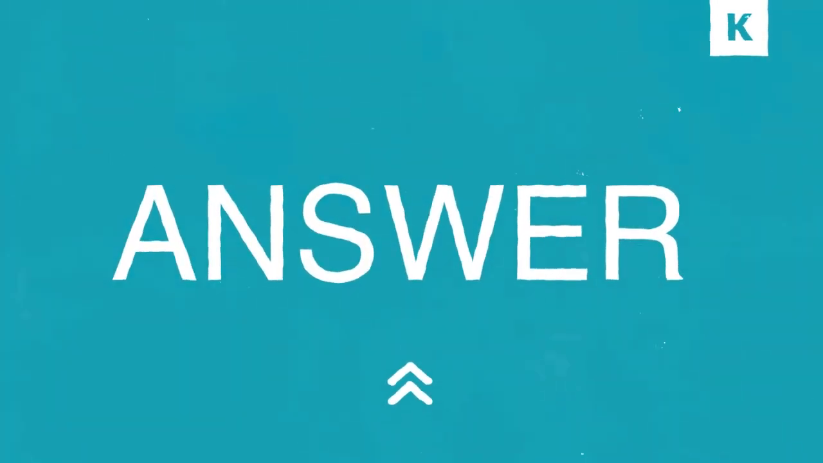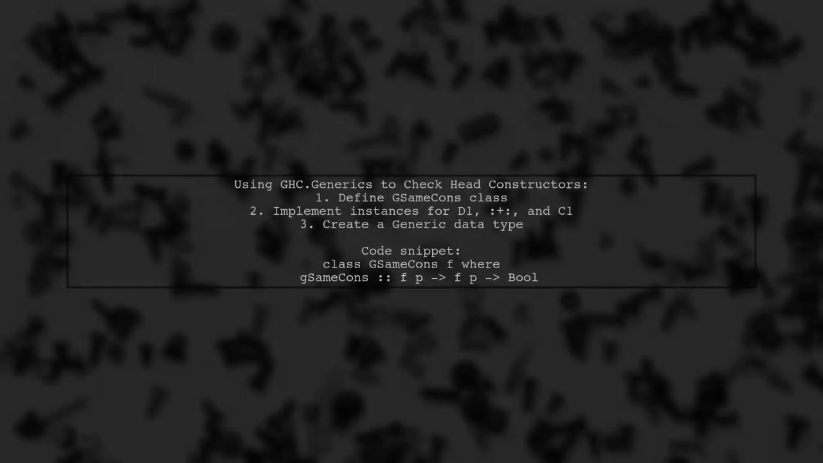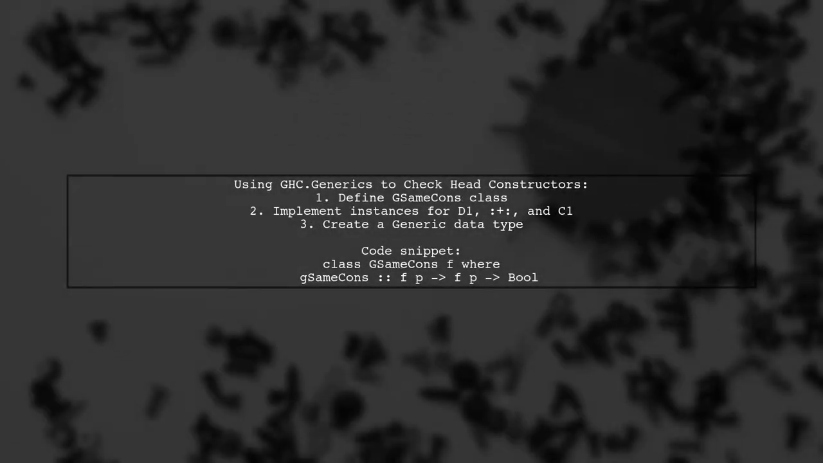Let's now look at a user-suggested answer. You can check if two values have the same head constructor using GHC.Generics. This method involves more boilerplate code compared to simpler solutions.